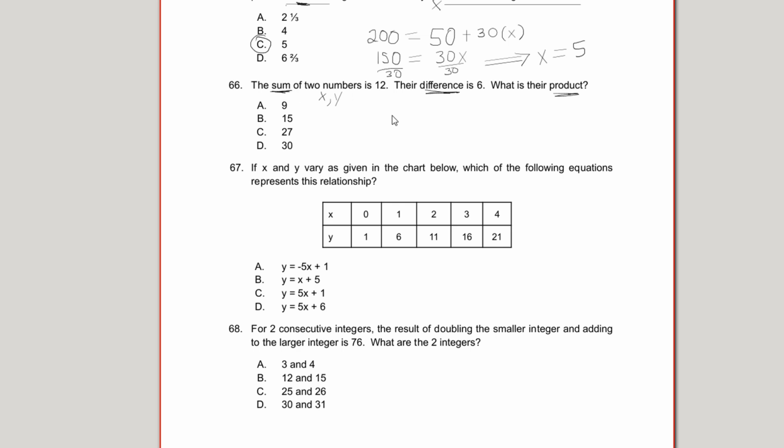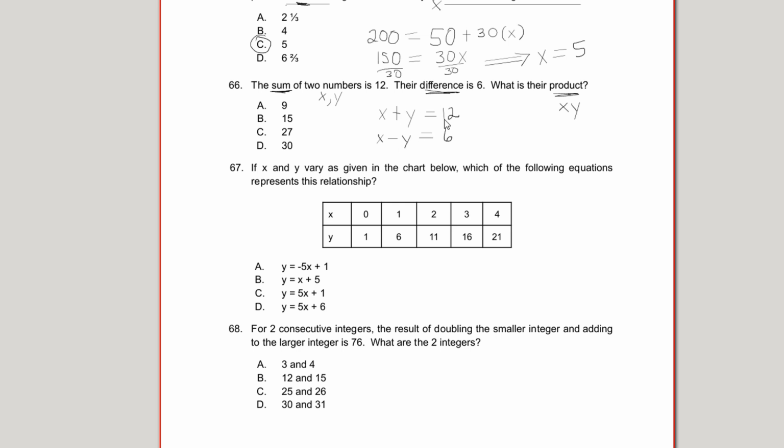So it says their sum is 12. So that means when I take X and Y, add them up, it equals 12. Their difference is 6. So when I subtract, it's 6. I don't know which one's larger, and it doesn't matter right now. But when I subtract X minus Y, it's equal to 6. We want to know what their product is. What is X times Y? We've got to find that out. We have 2 equations and 2 unknowns here.